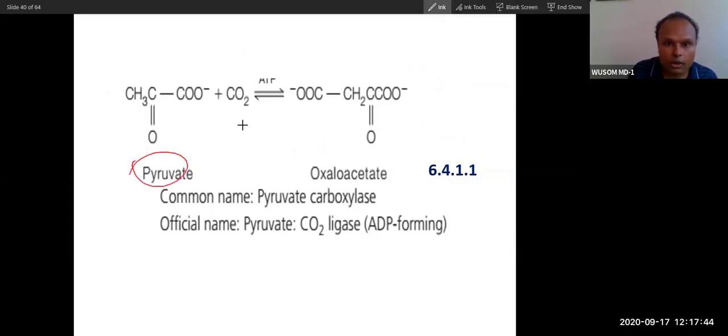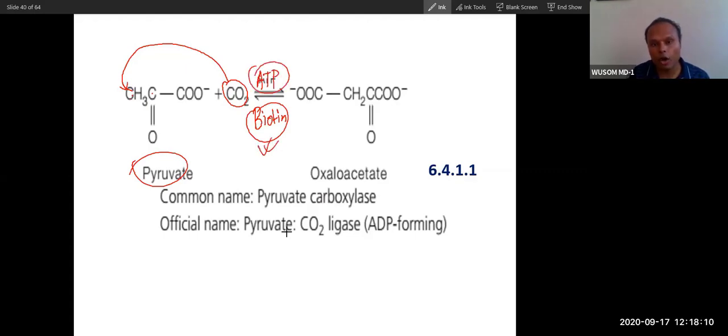This is pyruvate carboxylase. You can see carbon dioxide is being added here, and this becomes this type of compound. This is pyruvate, a 3 carbon compound. One carbon dioxide is being added here. Biotin will help this reaction, and ATP is there. Remember, biotin is needed for all carboxylases. There are 4 types of carboxylases in our body. If you remember this reaction, it will apply to all carboxylases.